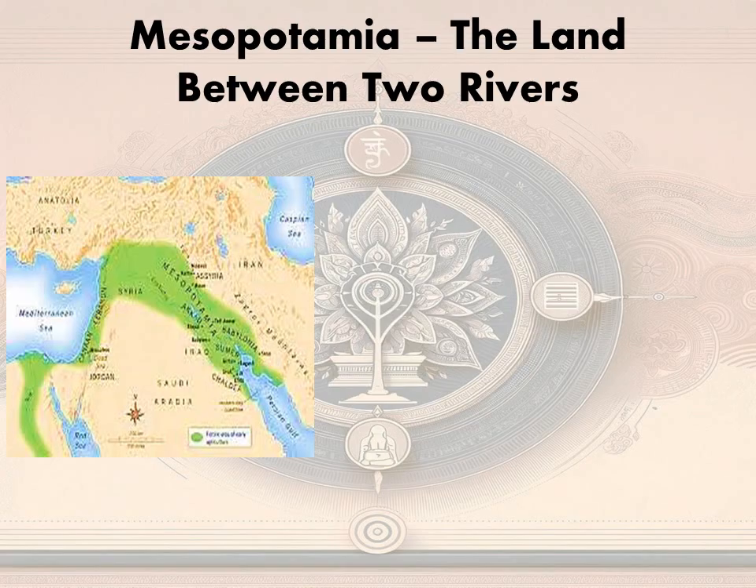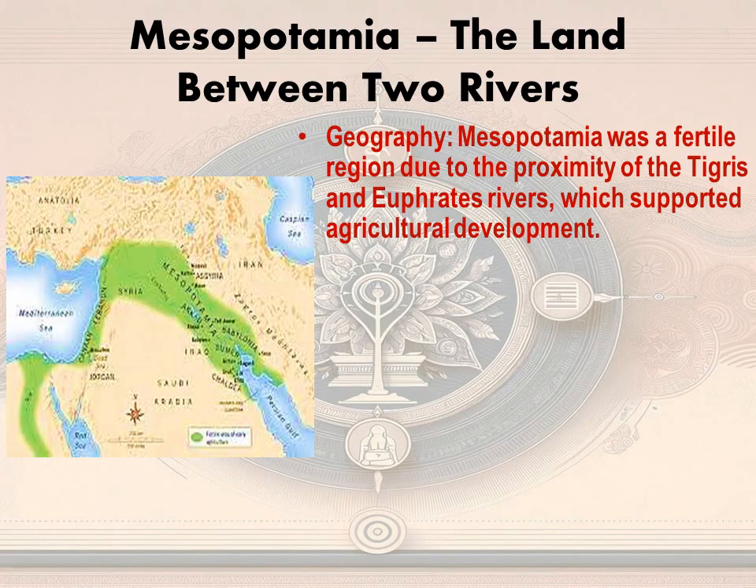Now, Mesopotamia, land between two rivers. The term Mesopotamia actually means land between two rivers. And what are those two rivers? River Tigris and Euphrates. Geography. Mesopotamia was a fertile region due to the proximity of the Tigris and Euphrates rivers, which supported agricultural development. So Mesopotamia is a very fertile region. Fertile region means farming is very much developed in this region. The land or the soil here is very appropriate for farming. Farming can be done very well in this region.